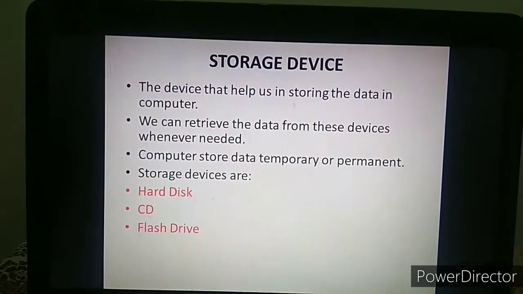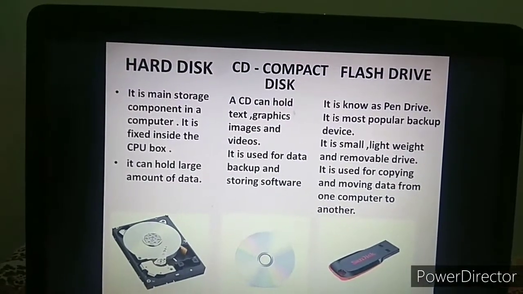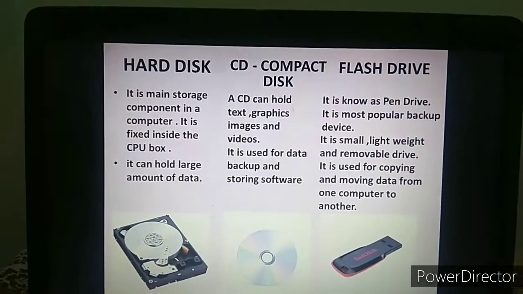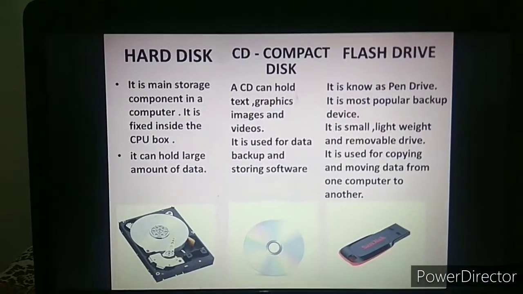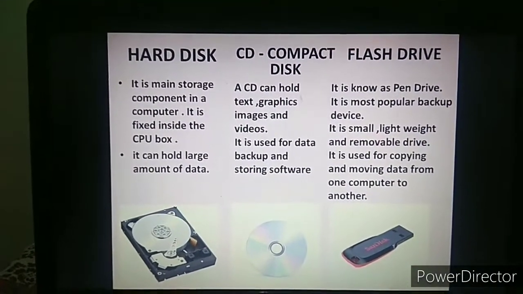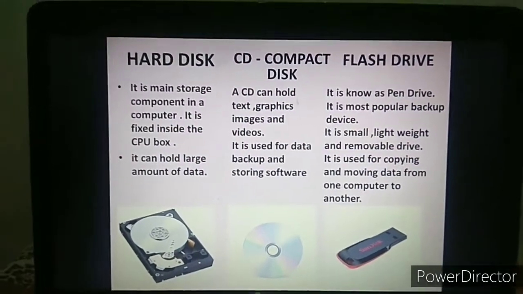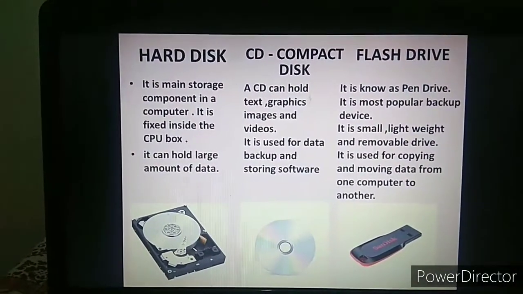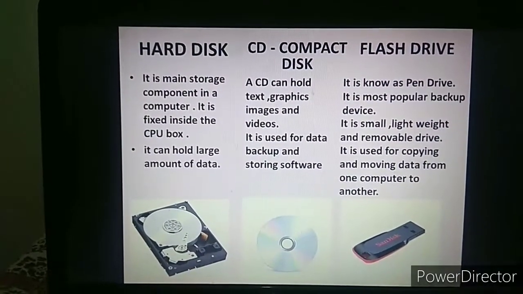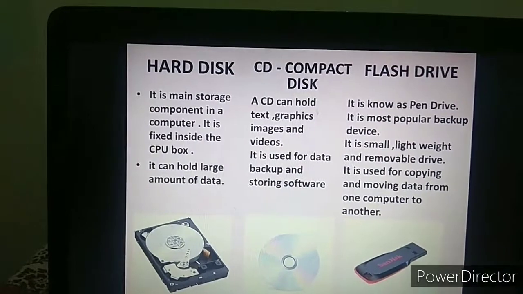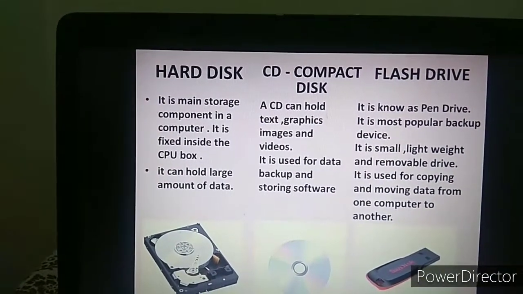Hard disk is the most important storage device which stores the entire work we do on the computer. It holds a large amount of data and it fits inside the CPU box. Next is CD. CD stands for compact disk. It holds text, graphics, images and videos. It is mostly used for data backup and storing software. It is round and flat and it stores a lot of information.